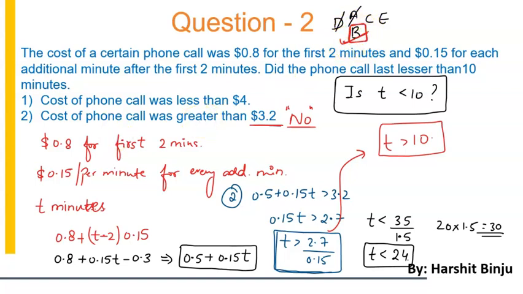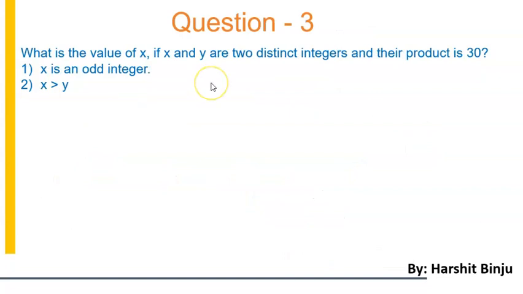Okay, let's move on to the third one. What is the value of x if x and y are two distinct integers and their product is 30? So let's see what all possible cases we have. I can have 1 into 30, then 2 into 15, 3 into 10, and 5 into 6. These are the only 4 positive possibilities.